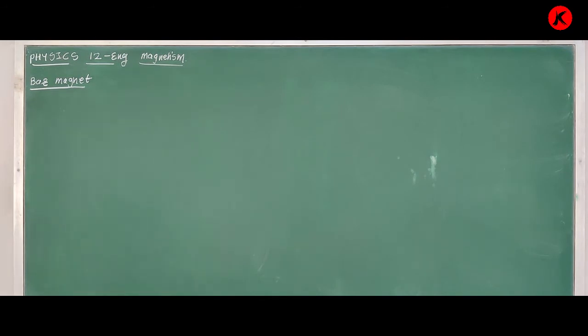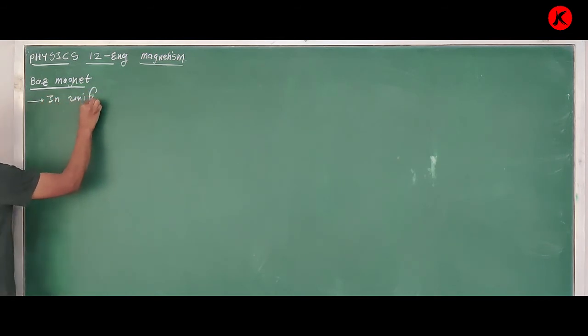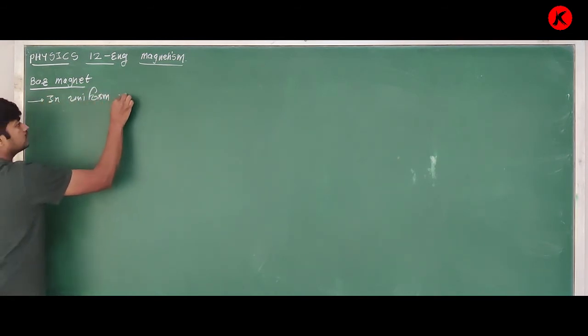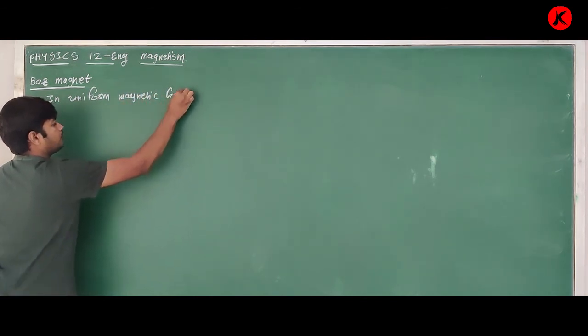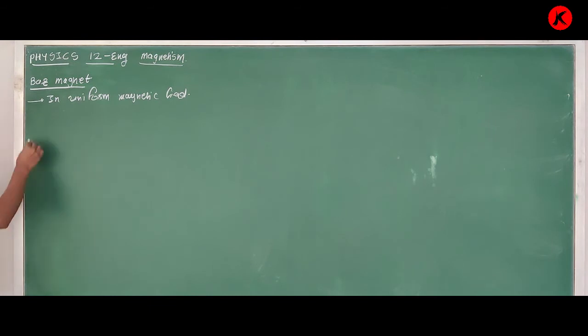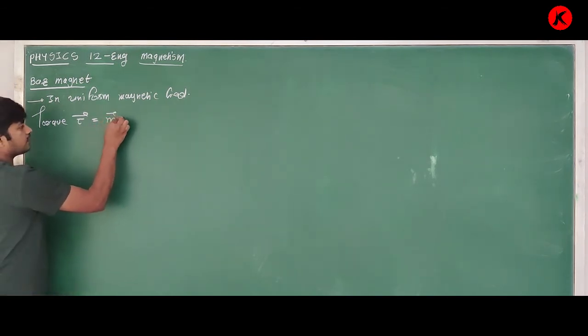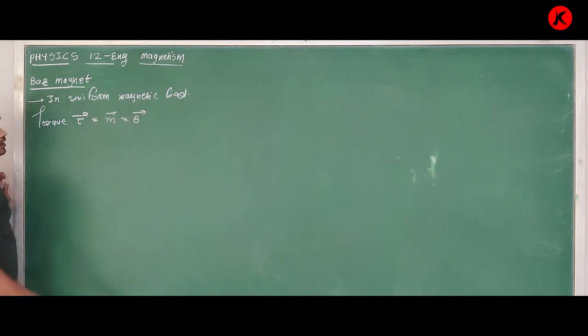Now, what is the behavior of a bar magnet when it is placed in a uniform magnetic field? First, there is torque. What is the equation of torque acting on a bar magnet when it is placed in a magnetic field? Tau is equal to m cross B.